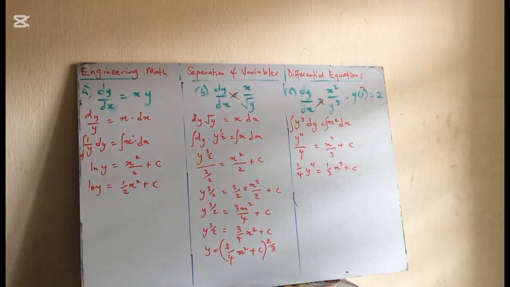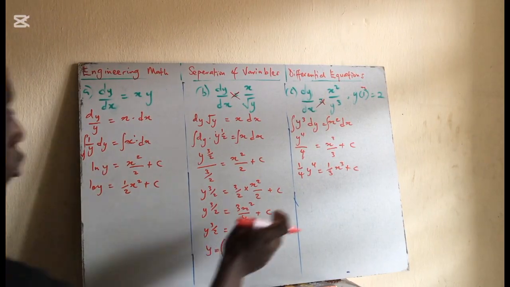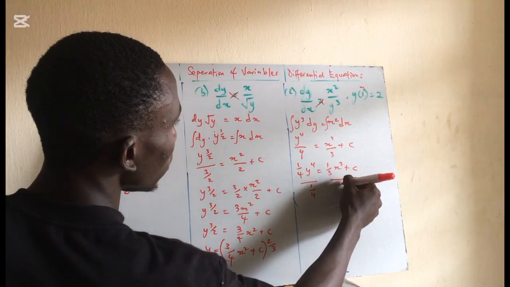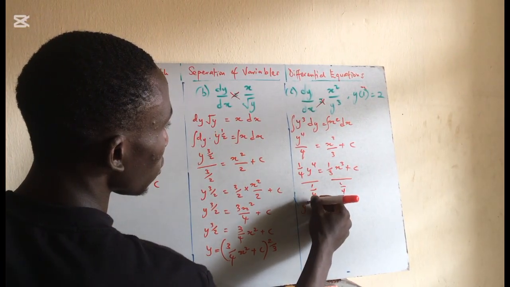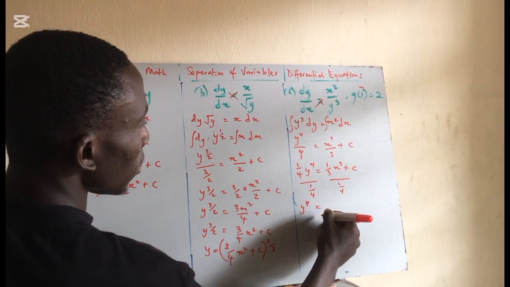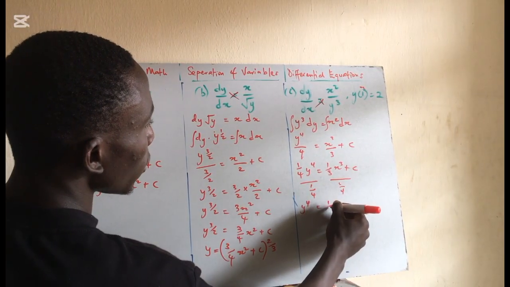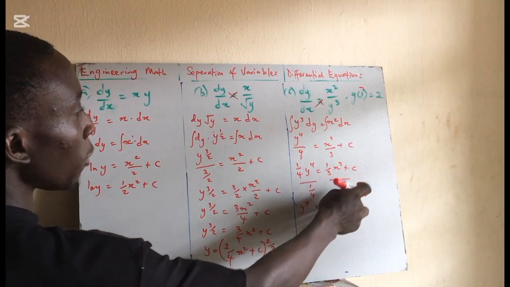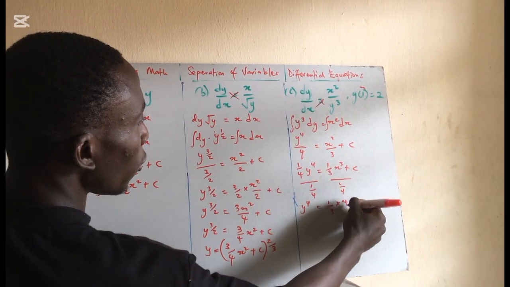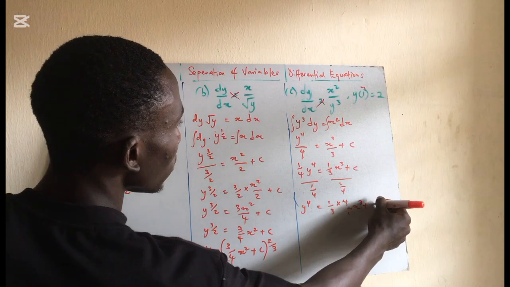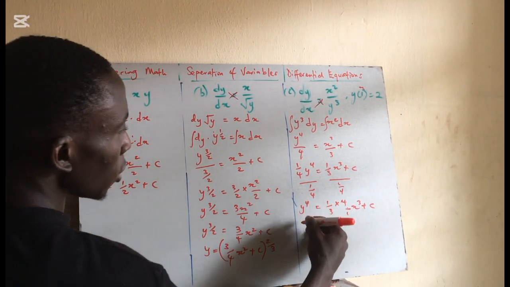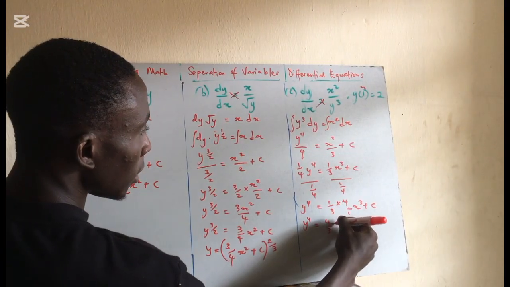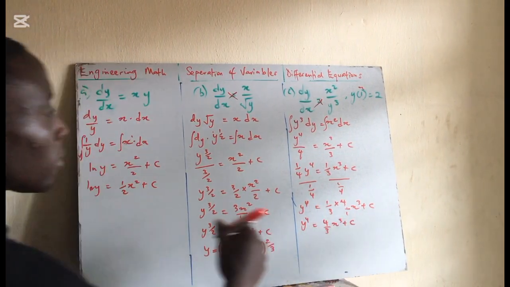And what are you going to be doing? Divide both sides by 1 over 4. So when you want to continue from here, we divide both sides by 1 over 4. When you divide both sides by 1 over 4, you'll be having something like this. This will cancel this. It will remain y raised to power 4 equals 1 over 3. No, this is division; when it turns to multiplication, it will be 4 over 1 here. So 4 over 1 x cubed plus c. Now it will be y to the 4 equals 4 over 3 x cubed plus c.